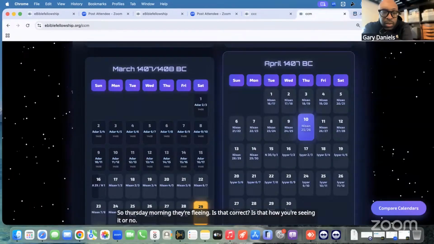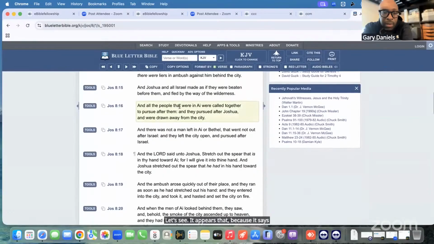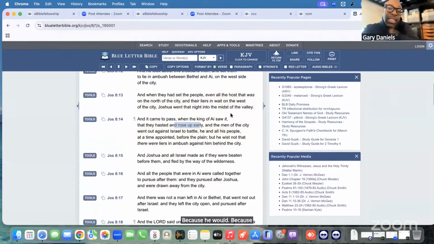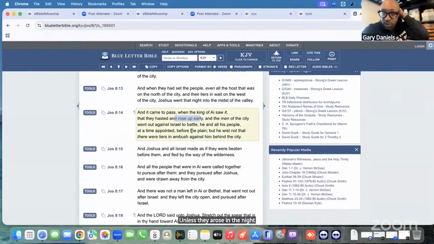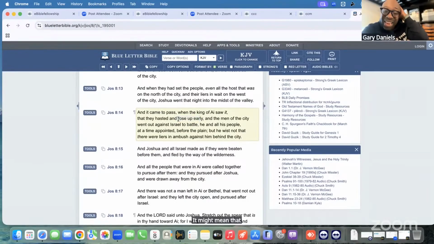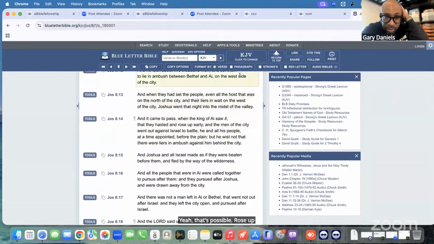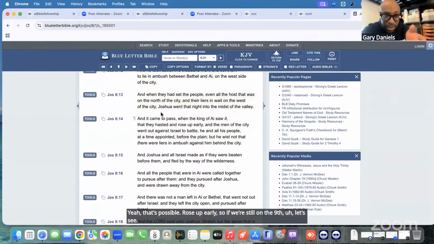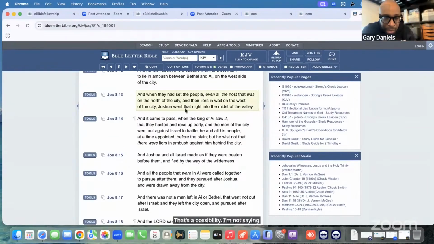It appears that because it says he lodged there all the night. Unless they arose in the night, unless spiritually speaking, when they rose up early, it doesn't say early in the morning. It might mean that they rose up early that night. Yeah, that's possible. So if we're still on the 9th, let's see. That's a possibility. So let's consider that.